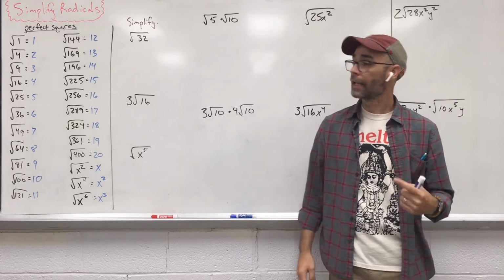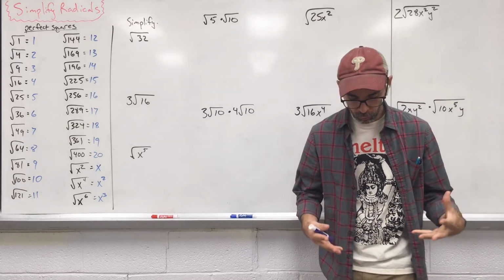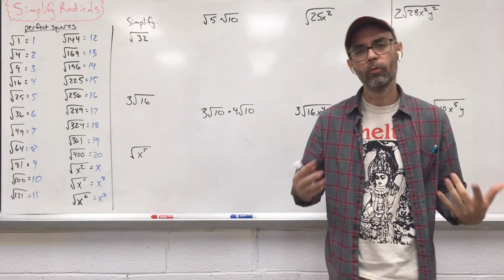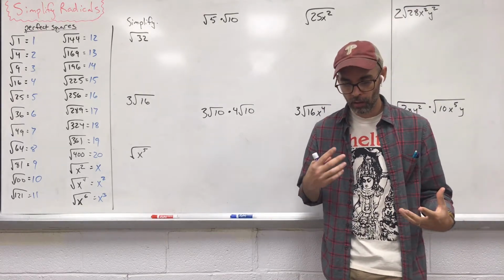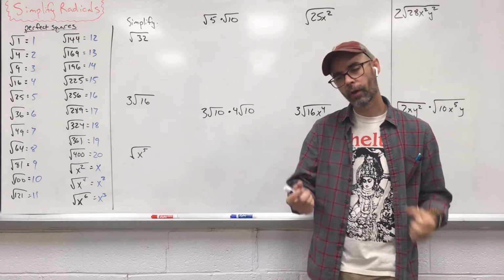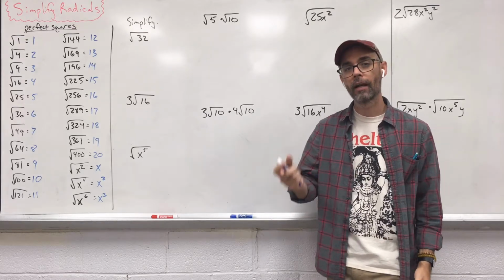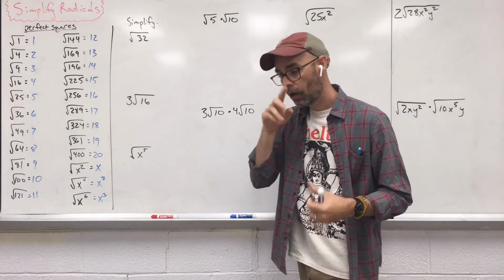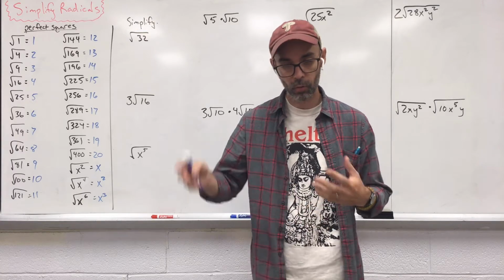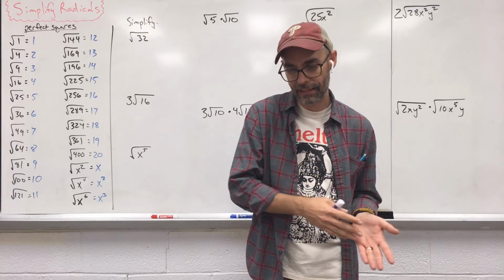Hi guys, so today we're going to look at simplifying radicals. Now, a radical is a square root. We've seen square roots, but a square root is a special type of radical. It's a special name for a radical. Square means that there's two, something times itself.